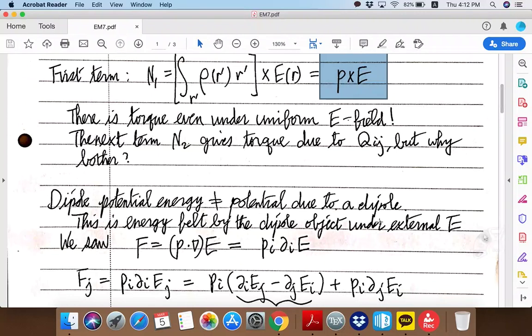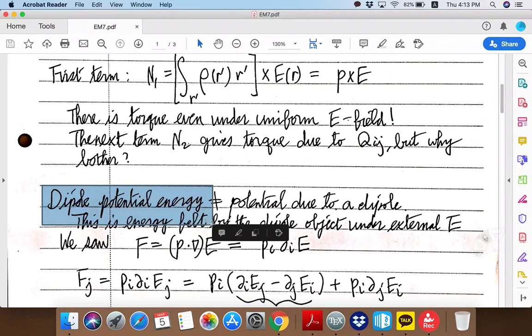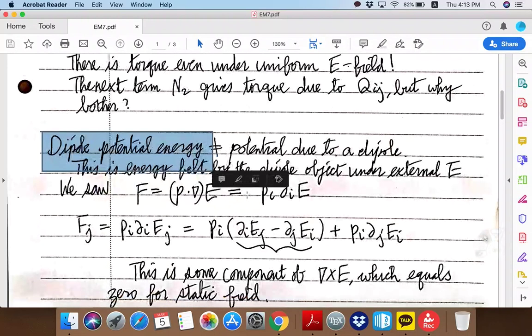Okay, so now the next question that I want to ask is the question of dipole potential energy. Previously, we talked about the potential generated by the dipole, but here what I want to talk about is actually the potential energy felt by a dipole in the presence of some external electric field. I hope you are keeping track of these differences.